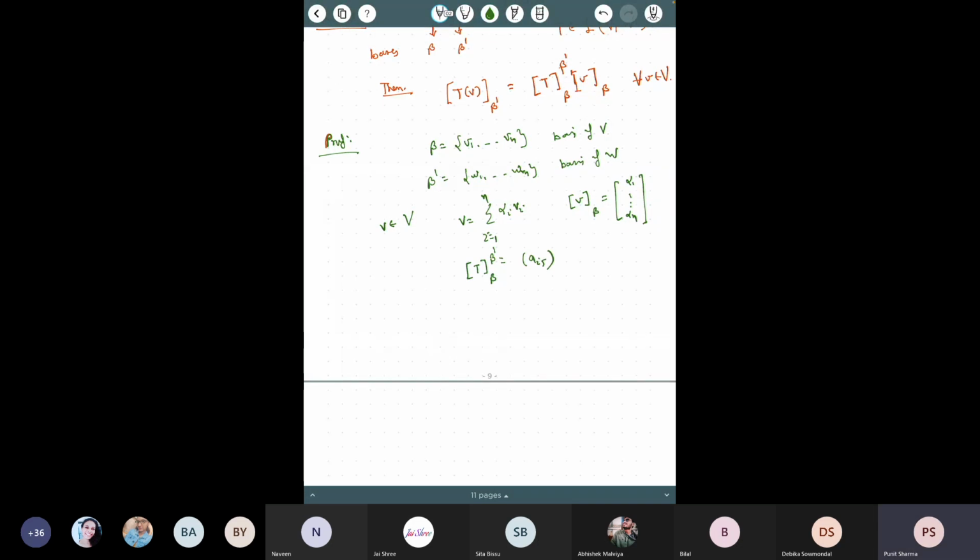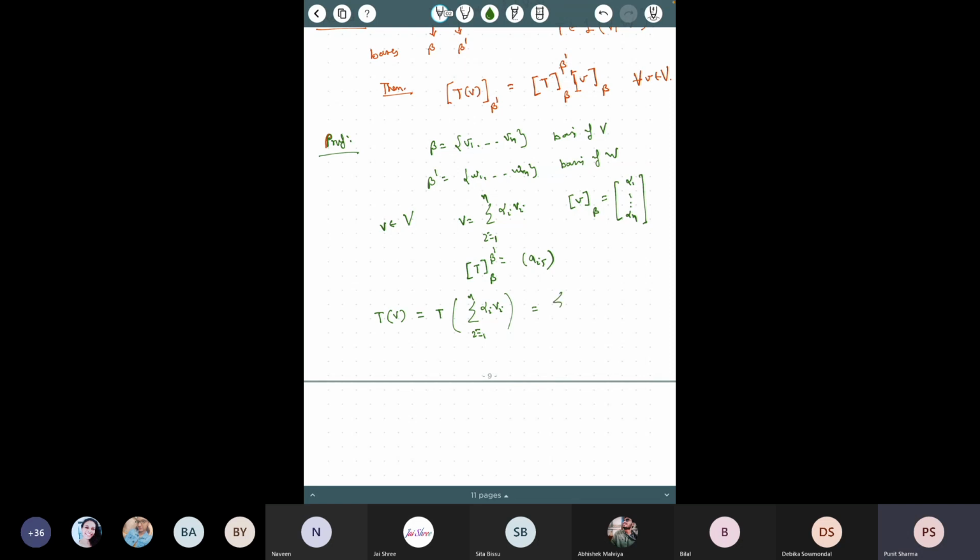Okay. Now what you need to prove? You need to prove that matrix of T of V with respect to B dash. This is what you need to prove. But what we have so far, we have V. So V I can write as the sum of alpha i Vi. Nothing special. Then what? Then I can use the linearity of T. I can take this T inside the summation.